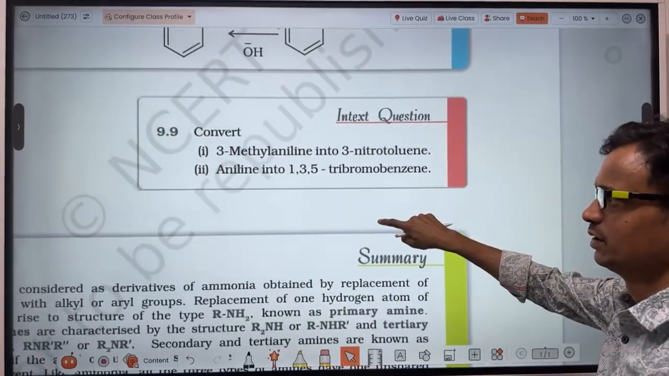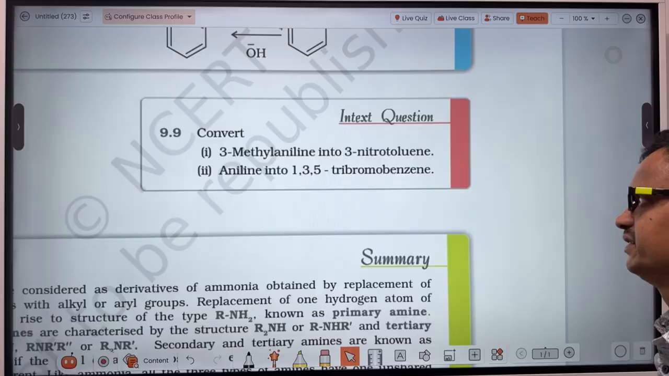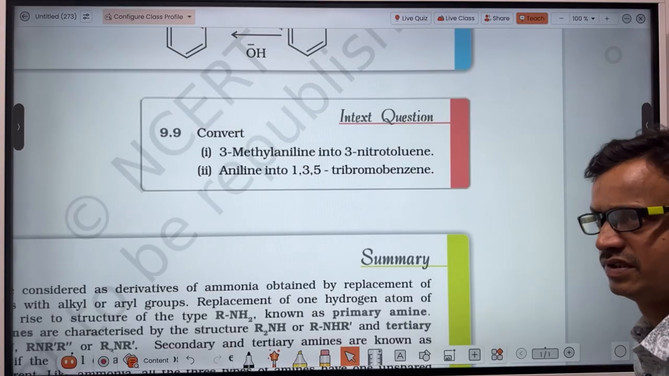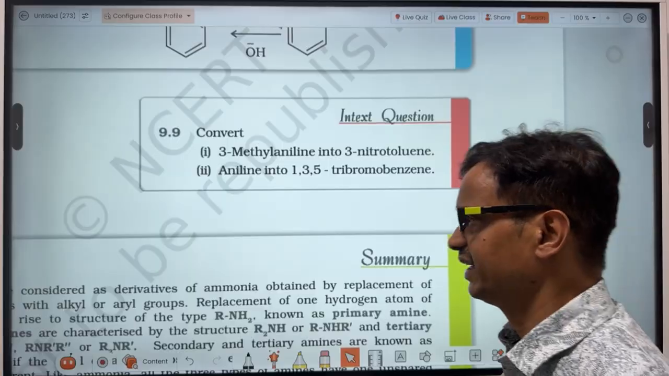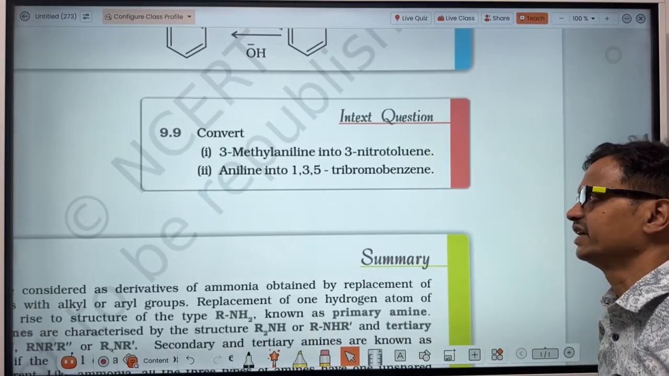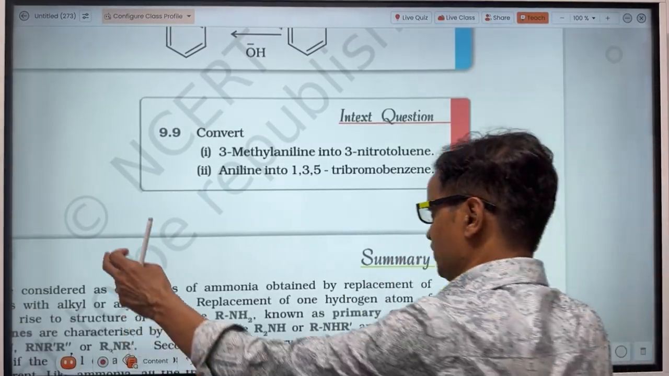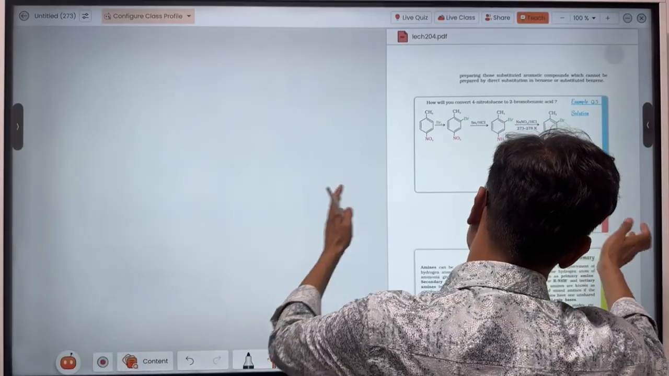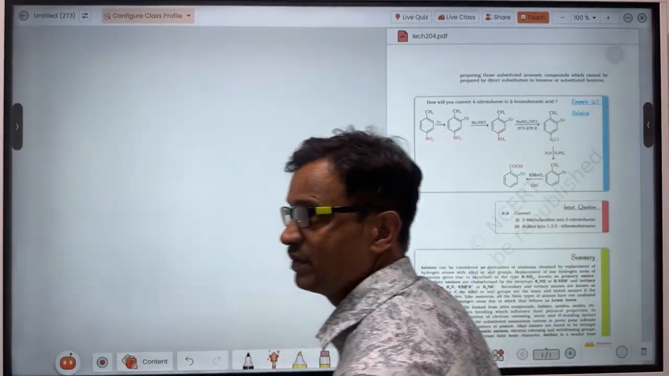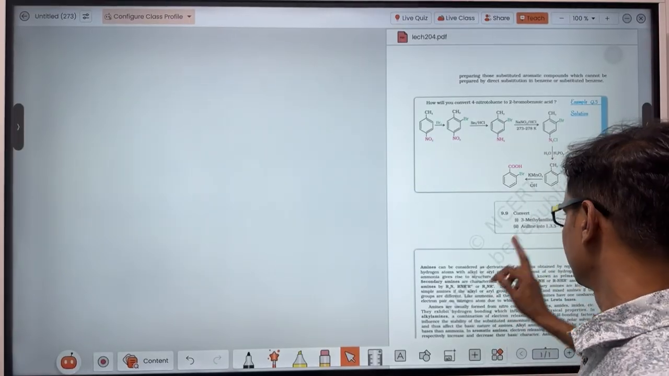This is also a conversion. You have to convert 3-methyl aniline into 3-nitrotoluene. So let's draw the structure. Read the question: 3-methyl aniline, that into 3-nitrotoluene you have to form. Because the space will be limited, I will have to keep it short.